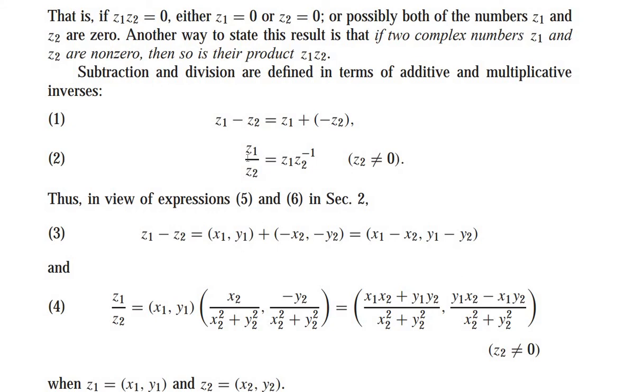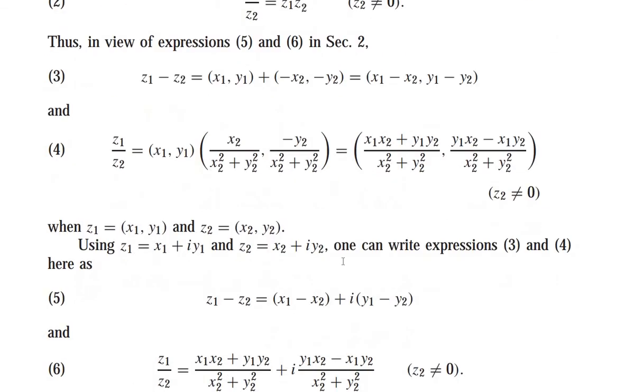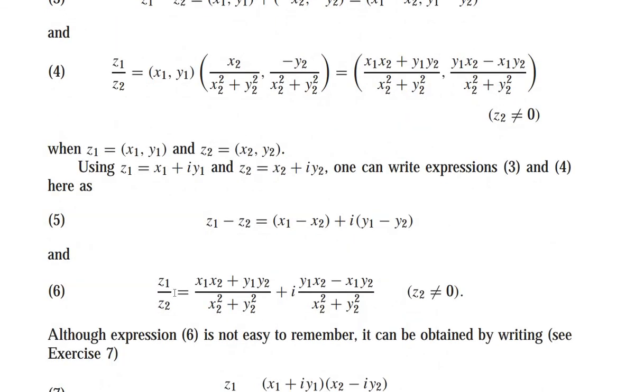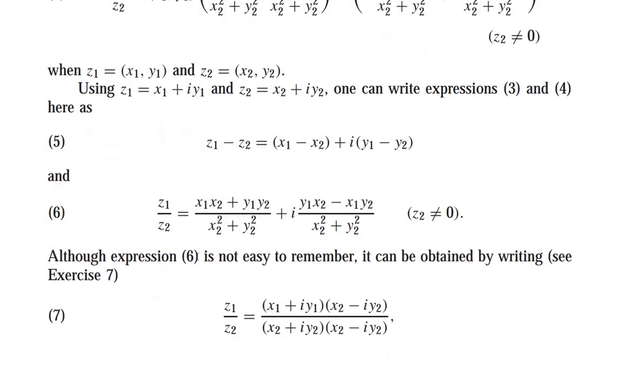Now the second question is how we find z1 over z2, how we divide two complex numbers. That is so simple. That one is z1 and z2's inverse, and we can calculate the inverse, and after multiplying the complex number with the inverse, we get the result. Like this one, there is the question and its simplification.